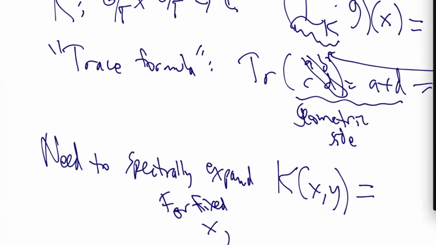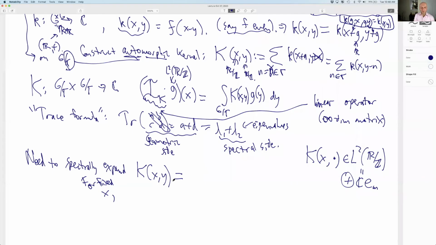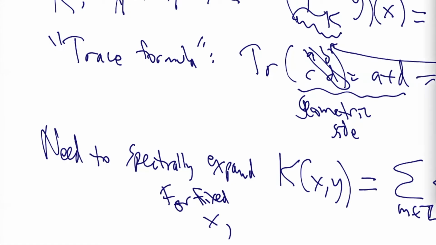Say it again, Ishan. Do you replace G with E sub m? I want to take this K, project it onto the E sub m's, and then multiply by E sub m's, right? I have an orthonormal basis, and if I add all of these up over the spectrum, this is the spectral expansion of the automorphic kernel in the y variable. Does that make sense?